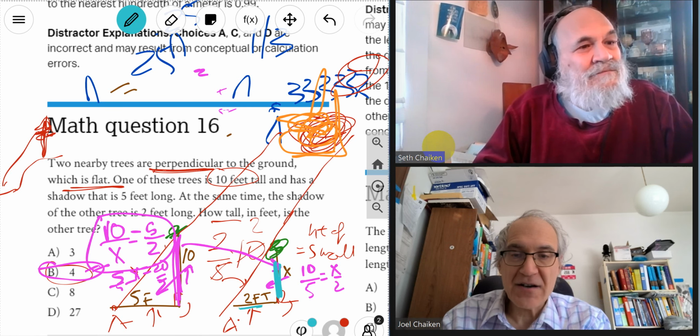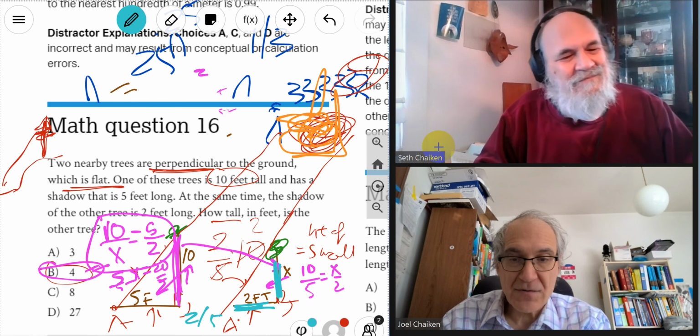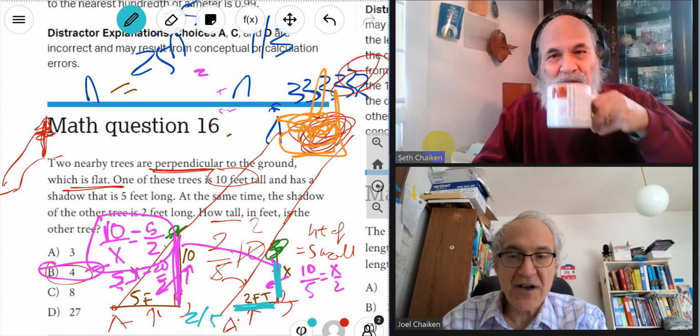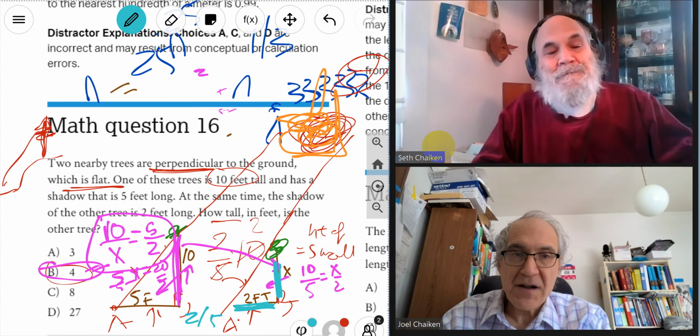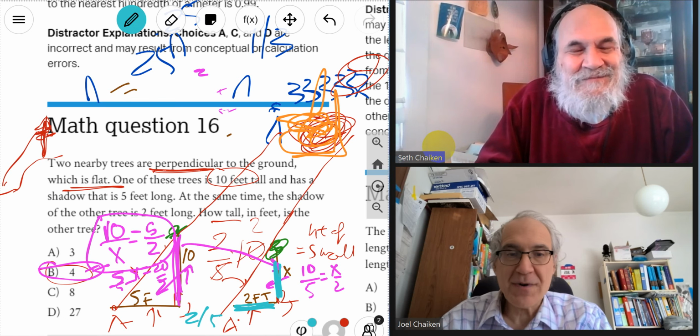See how the little shadow is 2/5 of the big shadow. So yeah, okay. I guess that's it, right? That's it. Yeah. So this is a little bit of a geometry problem.